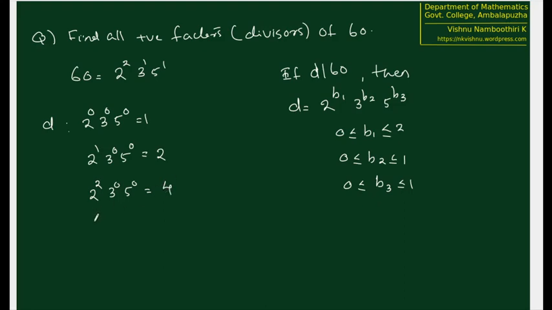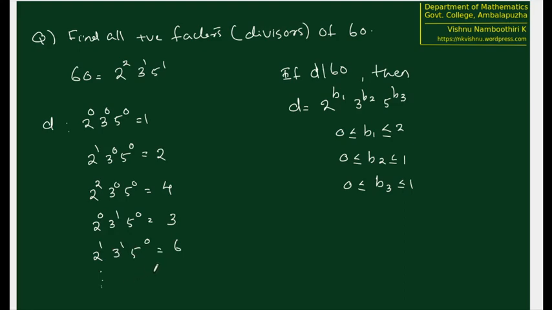Now we again come back: 2 to the power 0, 3 to the power 1, 5 to the power 0, this is just 3. Now 2 to the power 0, is there any other power for 3? There is no other power, because 3 can have at most one. So we will increase the value of the power of 2: 2 to the power 1, 3 to the power 1, 5 to the power 0, which is 6, and we keep on doing like this.